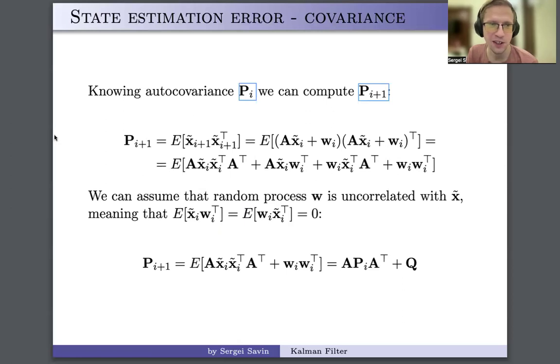This might look a little bit technical, but let's just persevere through it. It's not very difficult. So P sub I plus 1, the autocovariance at the moment of time I plus 1, is equal to x tilde I plus 1 times x tilde I plus 1 transposed, which is the same as (A x tilde I plus omega I) times (A x tilde I plus omega I) transposed. Please notice that we already use the formula without mean because we know that the mean is 0.